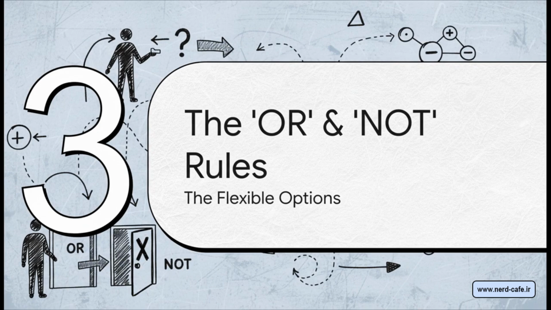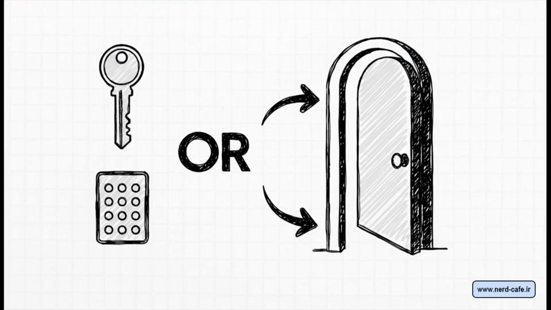Now, if and was that strict gatekeeper, these two are all about giving us a little more flexibility, a few more options. Think about getting into a secure room. You might have a physical key, or you might know the digital passcode. The point is, you don't need both of them. Either one will get the job done. That's the OR rule. It gives you more than one way to get a true.